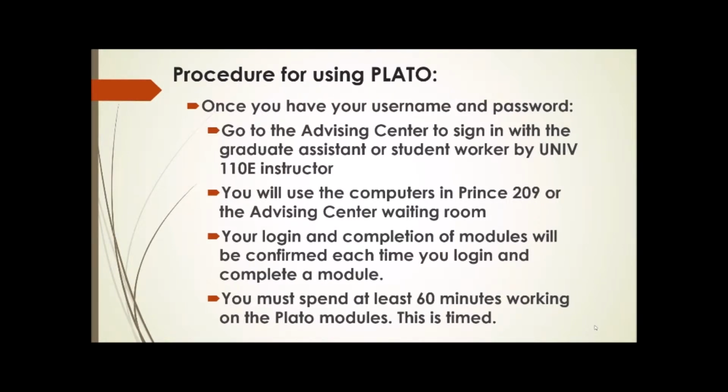Once you have your username and password, go to the Advising Center to sign in with the graduate assistant or the student worker by the University 110 instructor. You will use the computers in Prince 209 or the Advising Center waiting room. Your login and completion of modules will be confirmed each time you log in and complete a module. And you must spend at least 60 minutes working on the Plato modules. This is timed. There's a report that shows how many minutes you spent working on your modules.